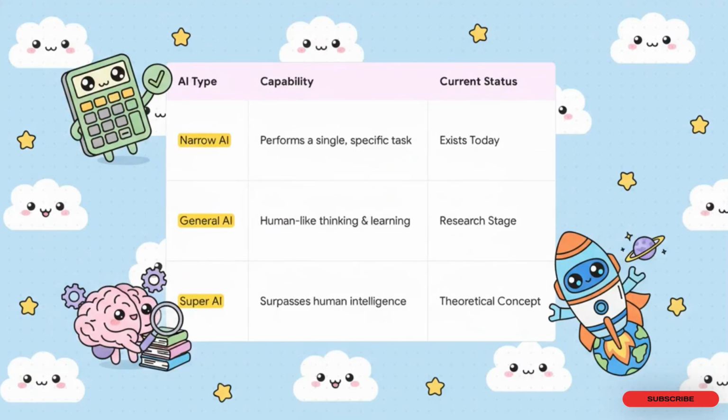Okay, so let's do a quick side-by-side. You've got narrow AI. It does one specific task, and it's here today. Then you have general AI. It has that human-like thinking, but it's still just in the research stage. And finally, super AI. It would surpass all human intelligence, and for now, it's purely a theoretical concept.